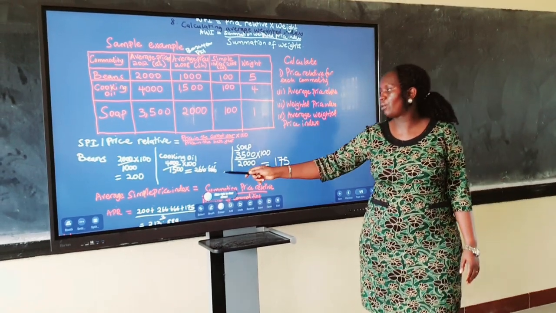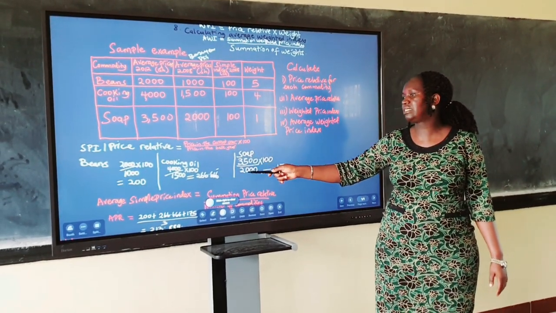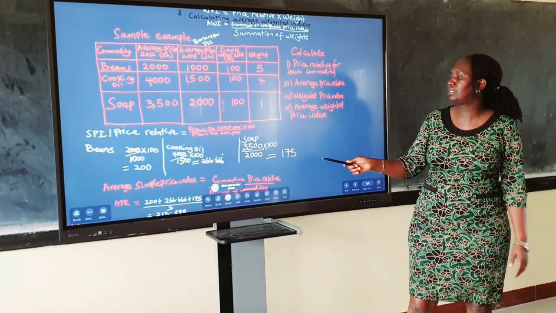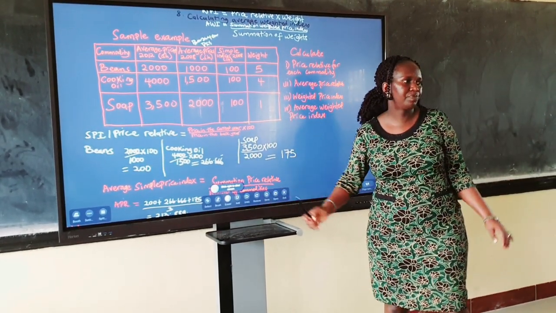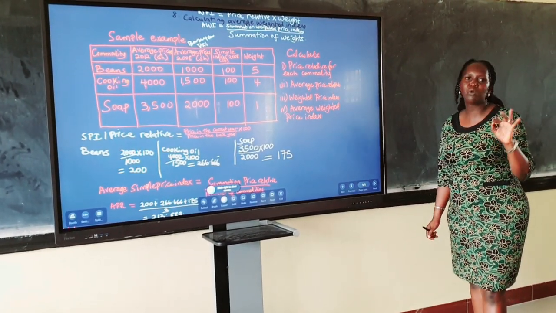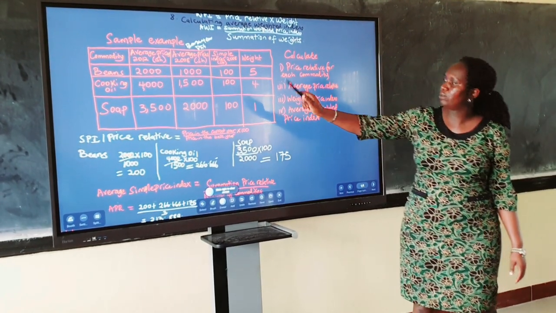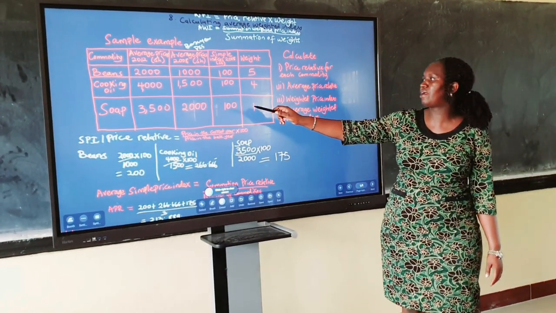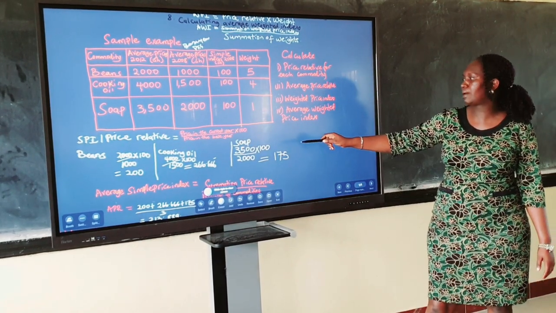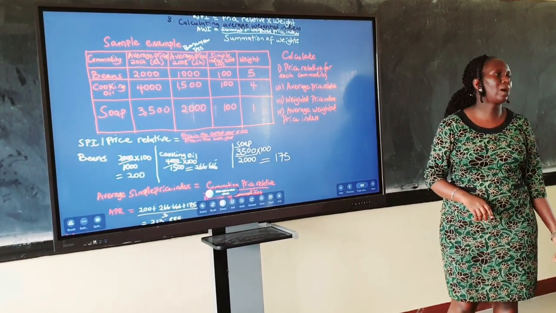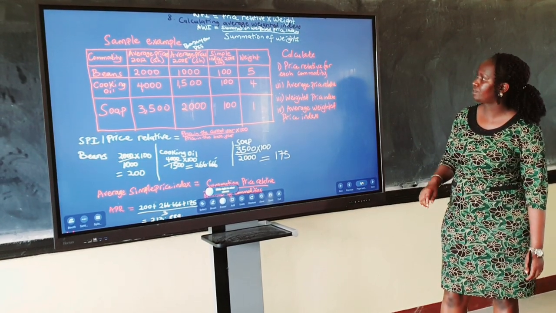So that's why you see here we have 266.666. If the 6 was continuing, we can say 0.667. But what is important is to round up to 3 decimal points. Now we come to SOP, we do the same: price in the current year, divide by price in the base year, times 100, which gives us 175.